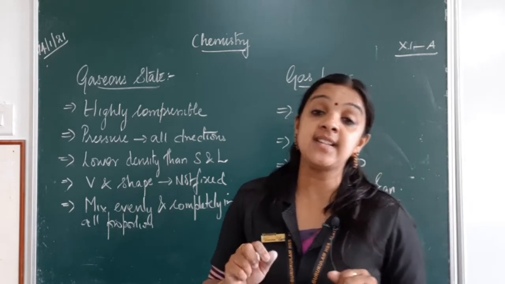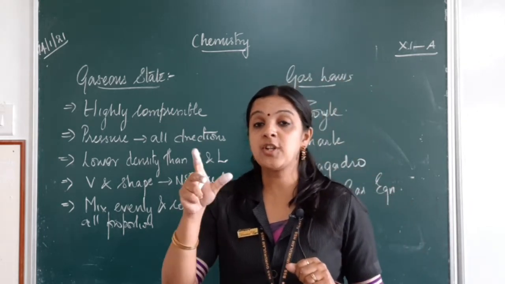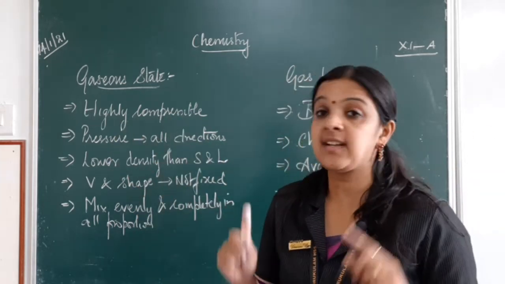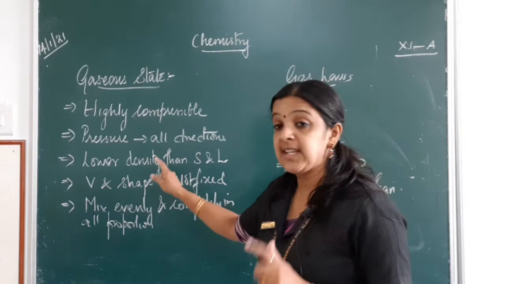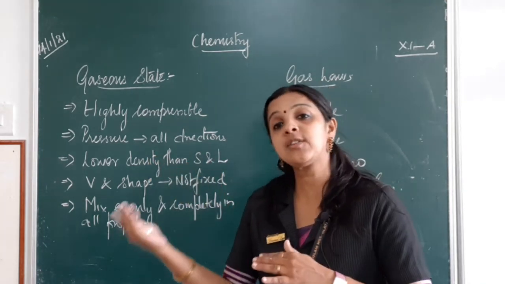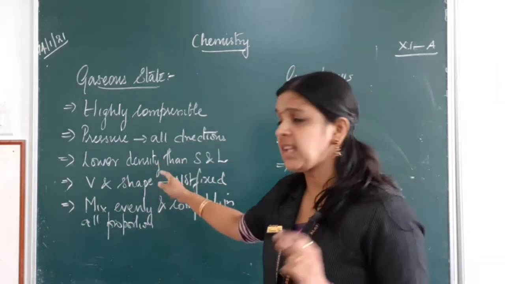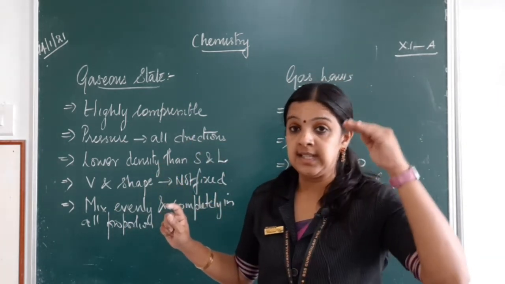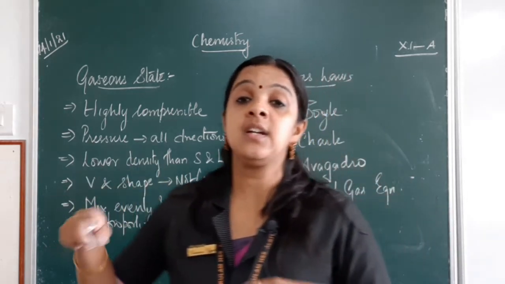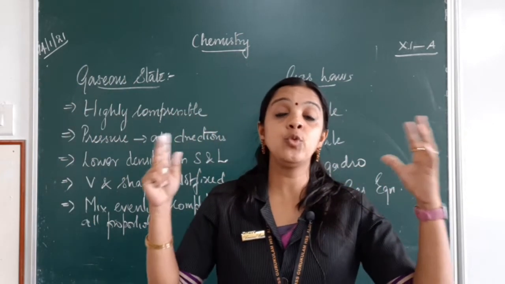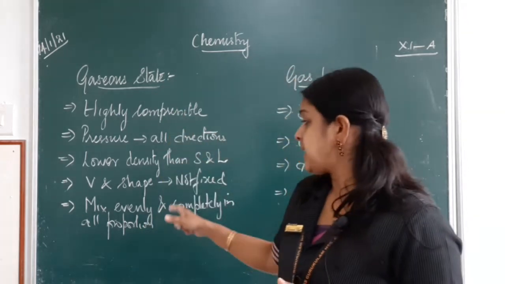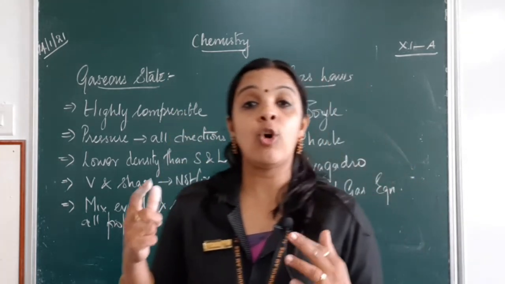This we have studied in 10th standard, if you remember, children. The pressure of the gas is elastic and it is exerted on all the walls of the container in equal directions. Gaseous state molecules have lower density than solids and liquids. So compared to the solid state and liquid state, the density of a gaseous molecule is lower. The volume and shape are not fixed because they move randomly in all directions. They mix evenly and completely in all proportions.